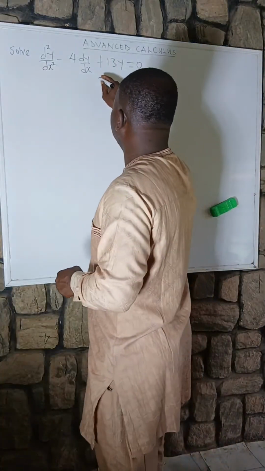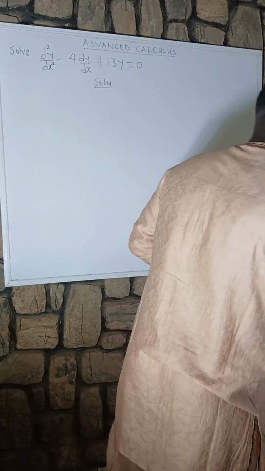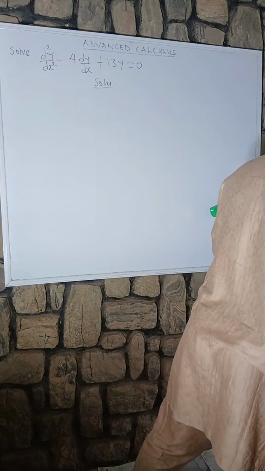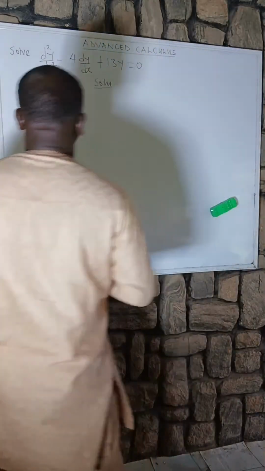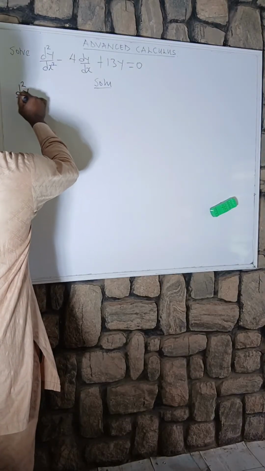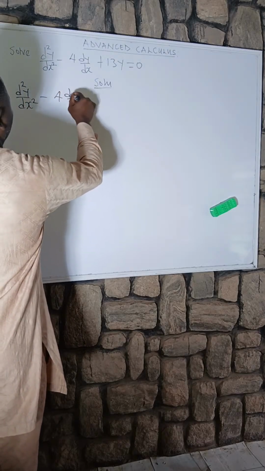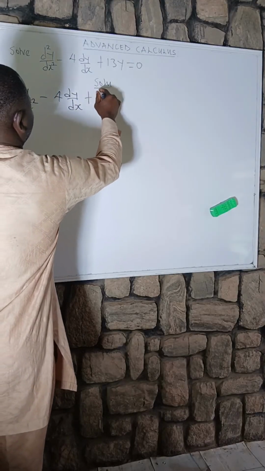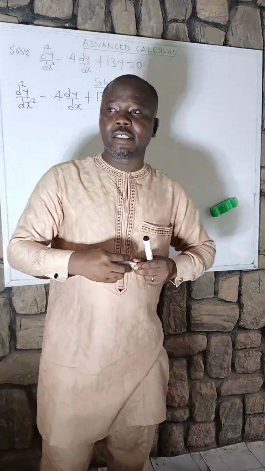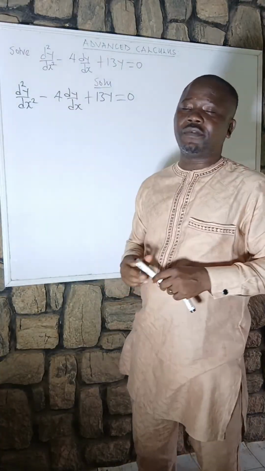We write the solution. This is d squared y over dx squared minus 4 dy over dx plus 13y equals 0. So if I may ask, what is the solution to this second order differential equation?